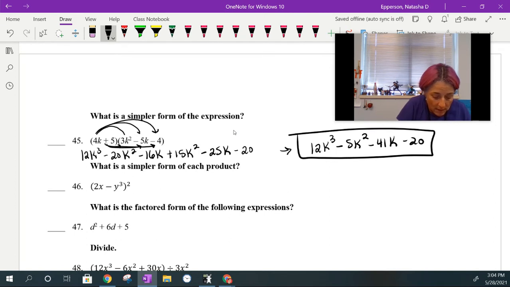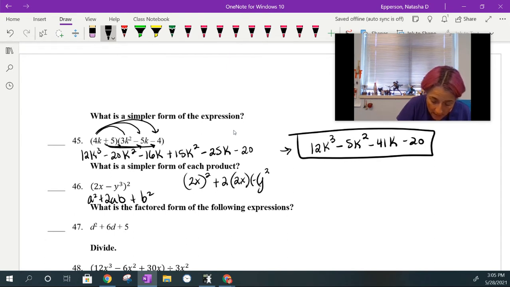Number 46, what is the simplest form of this? This is a perfect square binomial. Remember, that's the form of a squared plus 2ab plus b squared. So that means 2x squared plus 2 times 2x times negative y to the third plus negative y to the third squared.